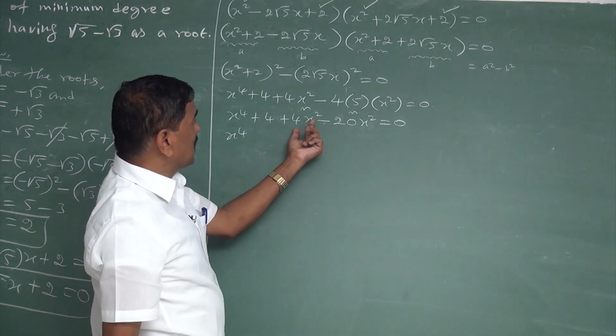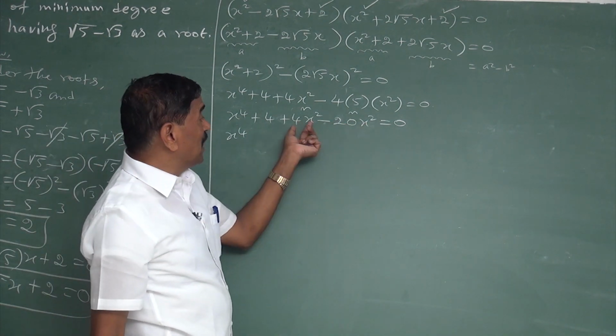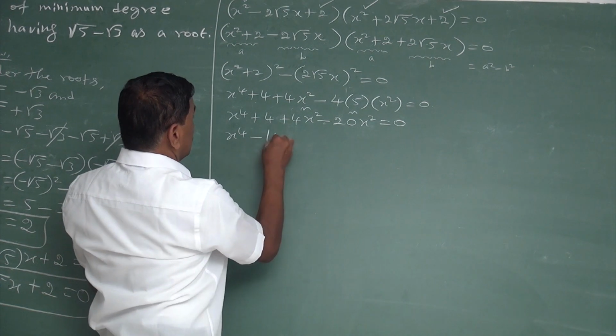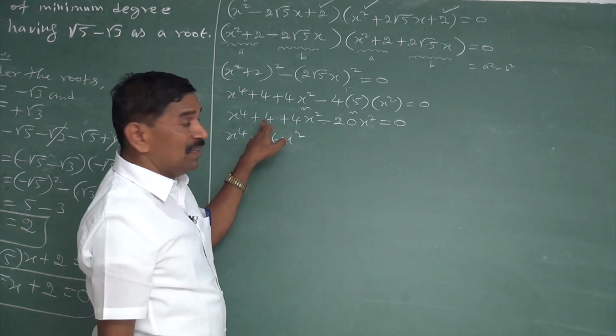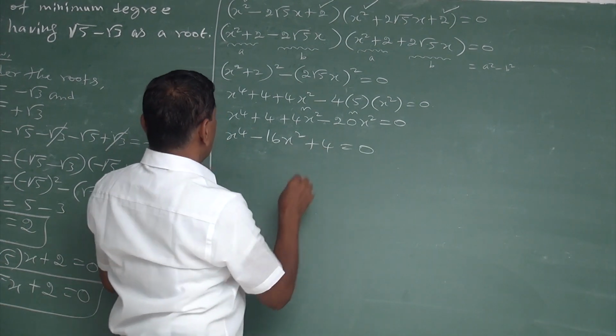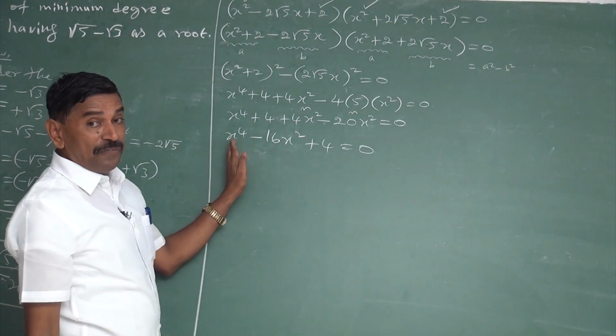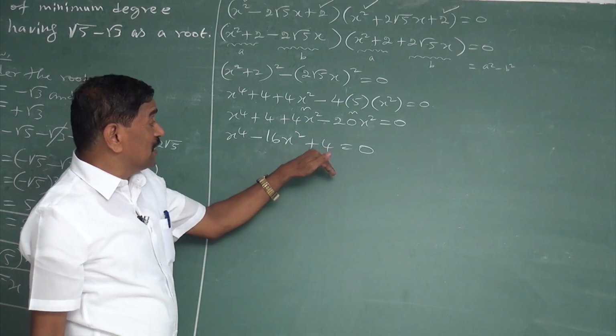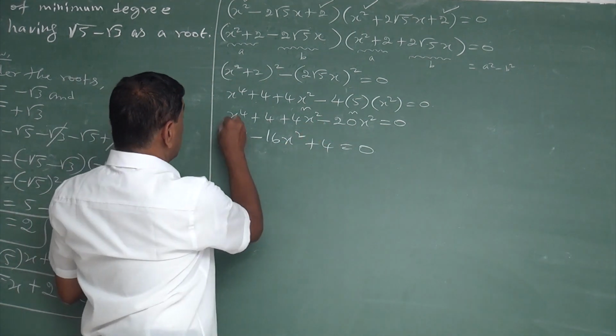Okay, what is simplification? X square term, x square term. Minus 20 plus 4 is equal to minus 16x square. Next, constant, yes, plus 4 as it is, which is equal to 0. Listen, it is of the form x power 4, x square, constant, is said to be biquadratic equation. So which is the required equation?